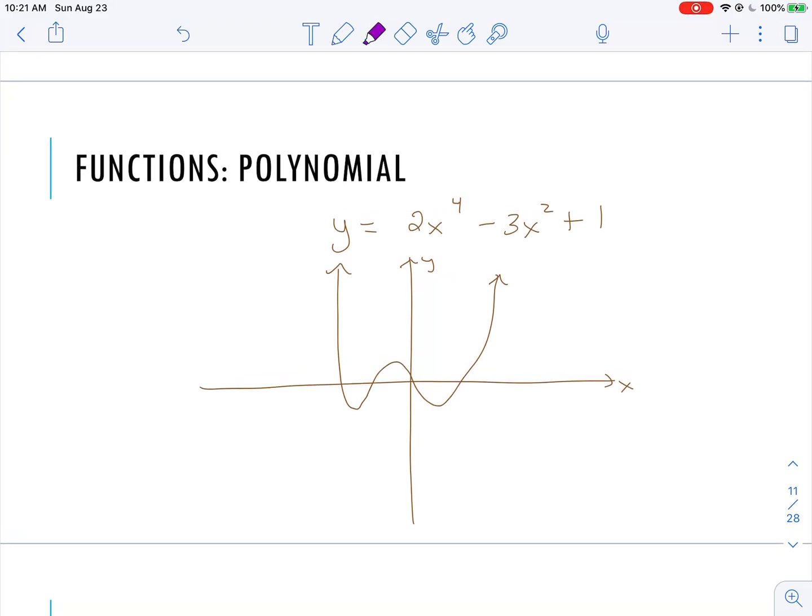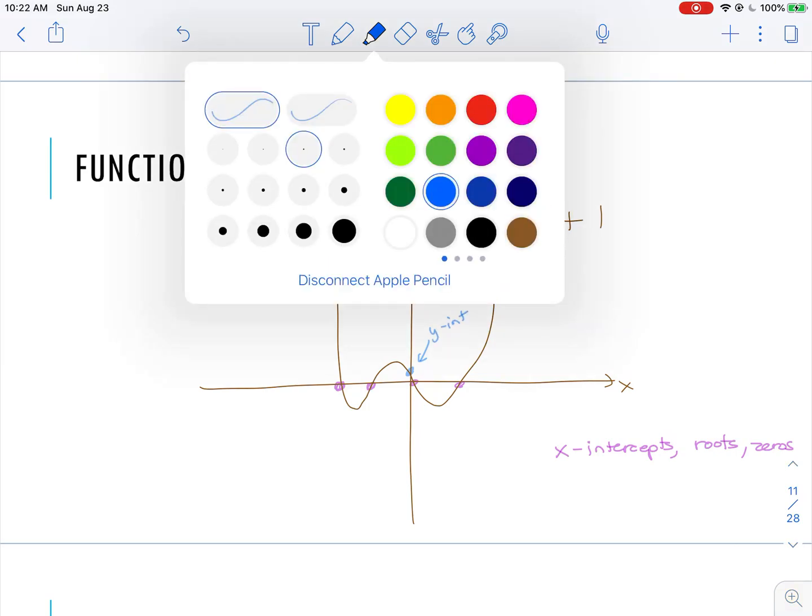On the next couple slides, we're going to talk about some specific things about polynomial functions. You guys probably remember these points right here. We call those the x-intercepts. We can also call them the roots or the zeros of the polynomial. Wherever the graph crosses the x-axis, those are the x-intercepts. Where it crosses the y-axis would be the y-intercept.